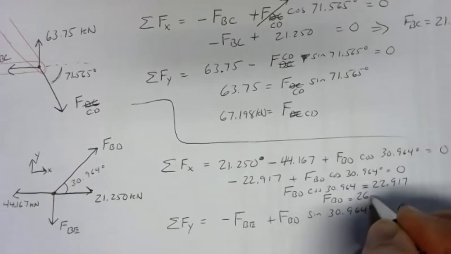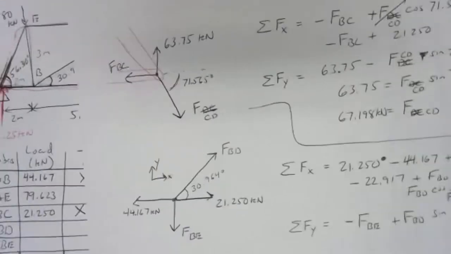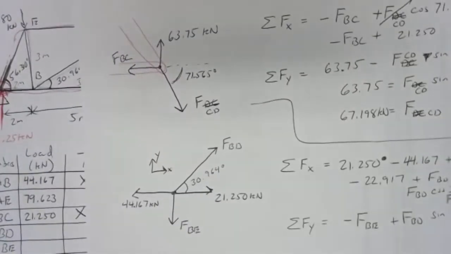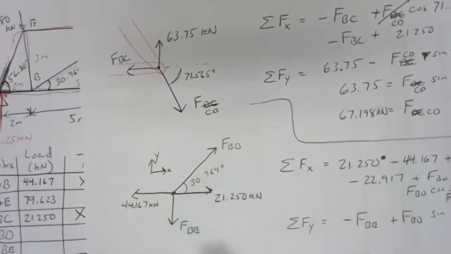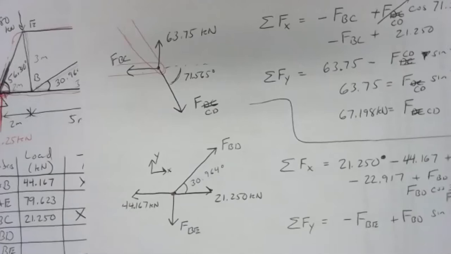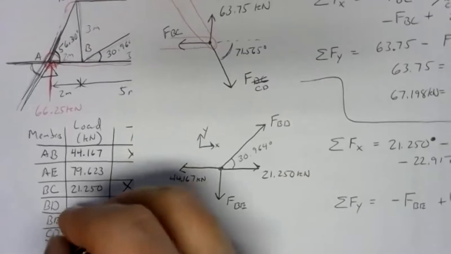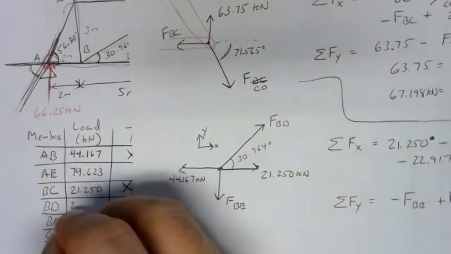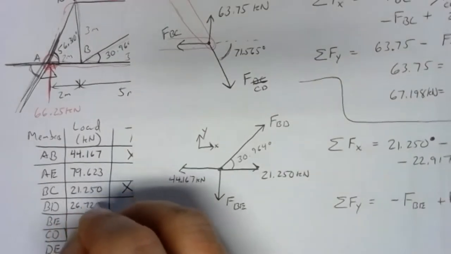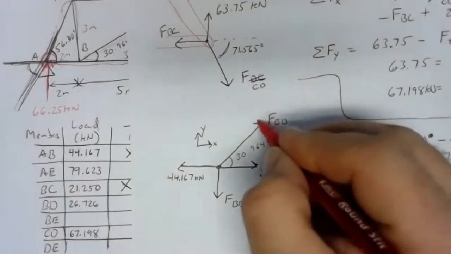is 26.726. All right, so it came out positive. So I guess I guessed correctly. Member BD really does pull joint B up and to the right. So we can fill that in the table. We've got member BD carrying 26.726 kilonewtons.